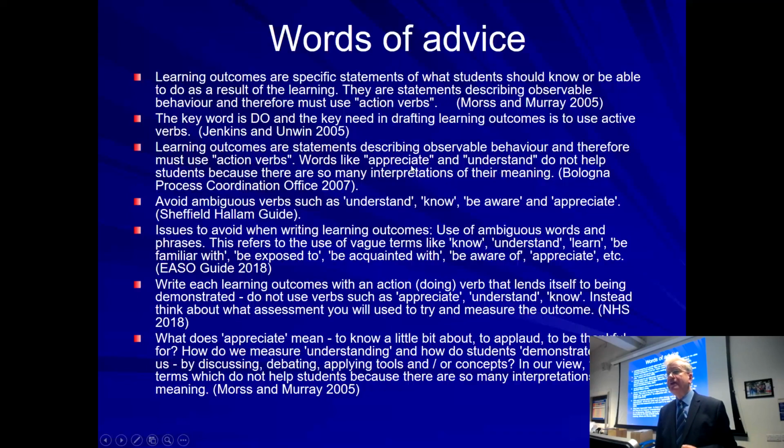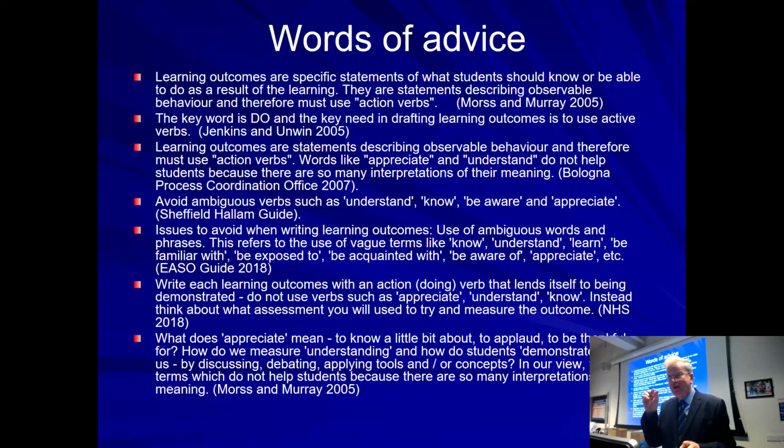Appreciate is fine in the affective domain, but it's rarely you come across it because it's very difficult to assess. So never use the word appreciate in the cognitive domain. Other words that the literature tells us to avoid are words like understand, know, be aware of, because they're too vague. They're fine for aims and objectives, which are vague statements anyway, but learning outcomes are crystallized.